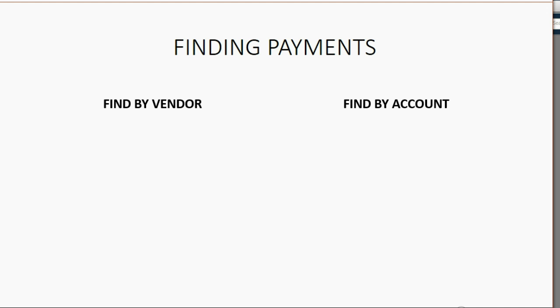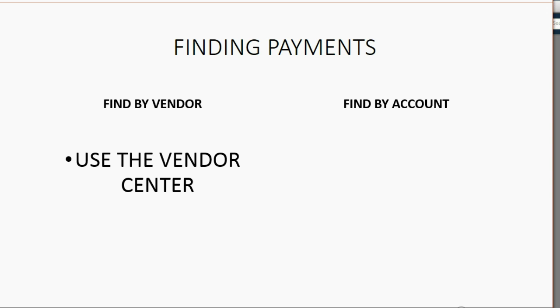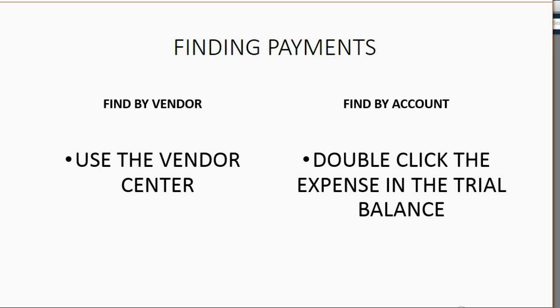If you're looking to find payments by vendor, you can use the Vendor Center, and it's very easy. You can click right on that vendor. If you're trying to find payments by the expense account, you can open the trial balance and just double-click right on that expense, and you'll get a list of every payment towards that expense.